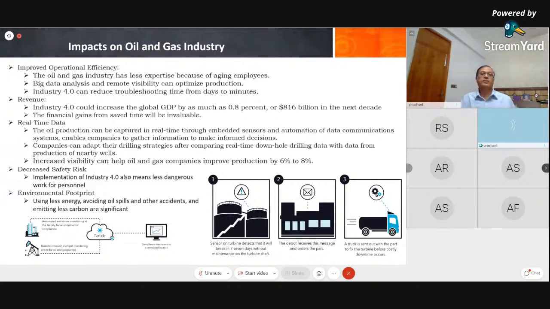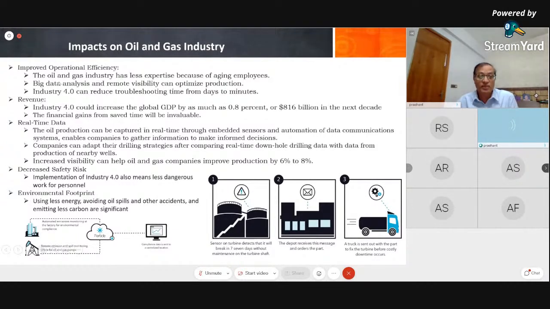For instance, I'm showing here in the picture, if you can see, there's a turbine, and there's a sensor on the turbine which says that the turbine is going to break down in 7 days. This information will be shared with the nearest depot, where they would receive the message, and then they would send a truck with the turbine blades required, so that it reaches in time, and the blades can be replaced before a breakdown which would be really hazardous.